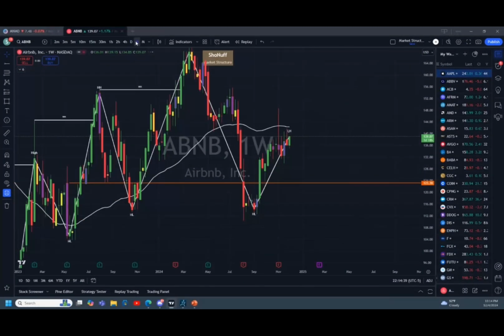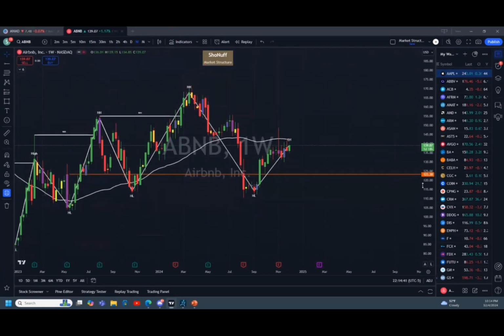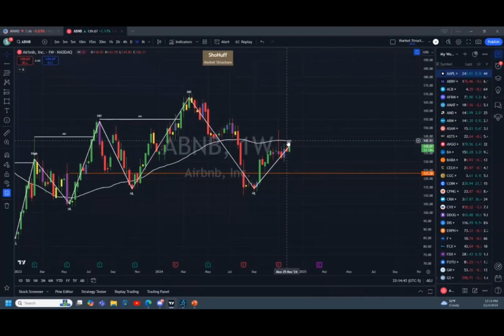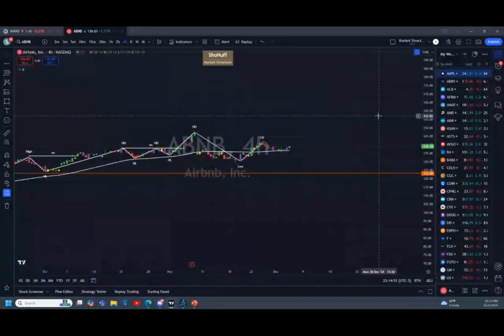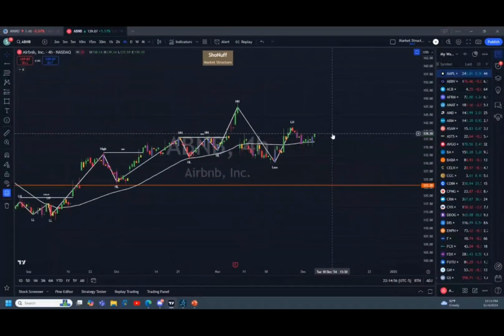We'll go to my weekly. I feel like it's near that 50 moving average on the weekly. I don't like that, but let's see here. Daily looks good. Look at that 4 hour. I'm bullish on this one. Just keep in mind you got that 50 on the weekly right above it. So this looks good for calls.